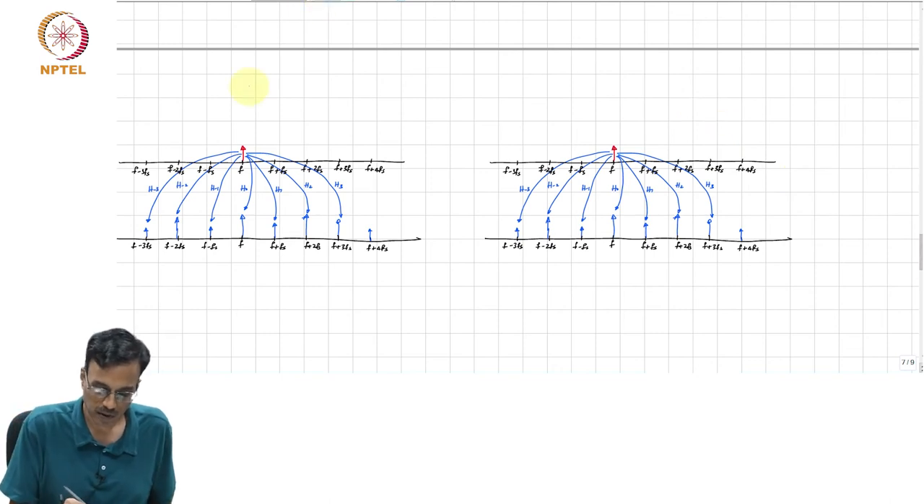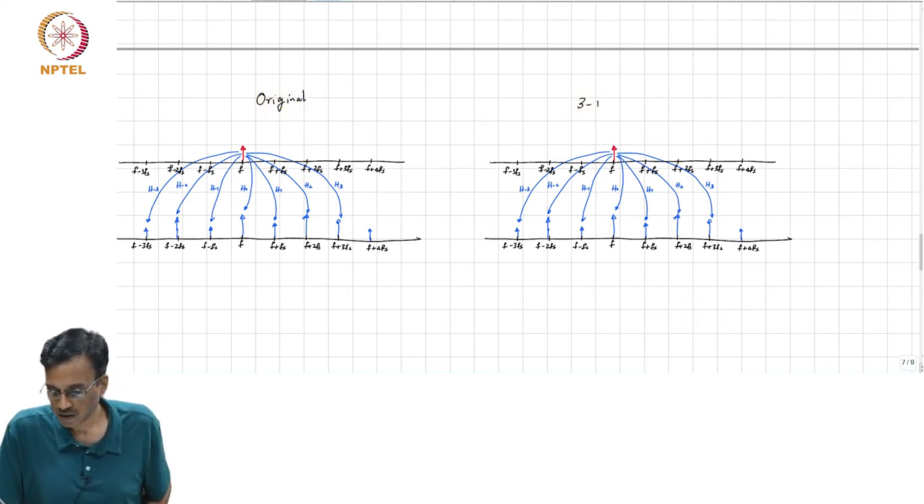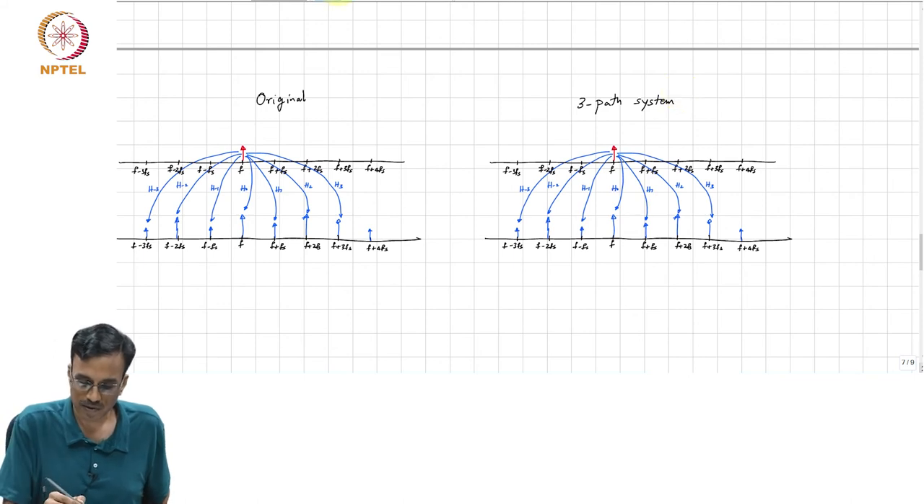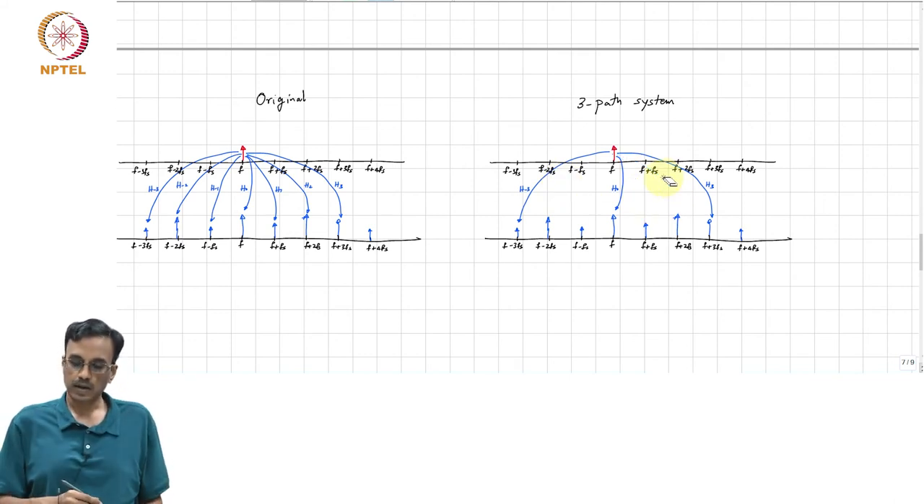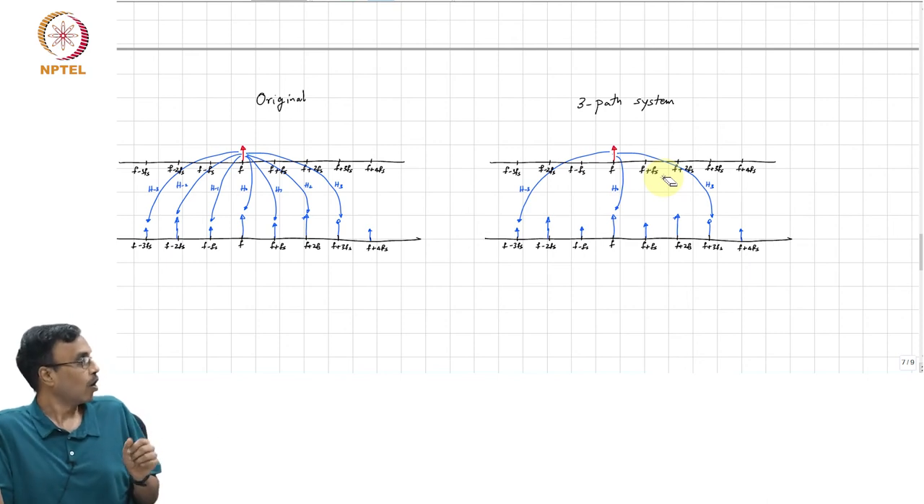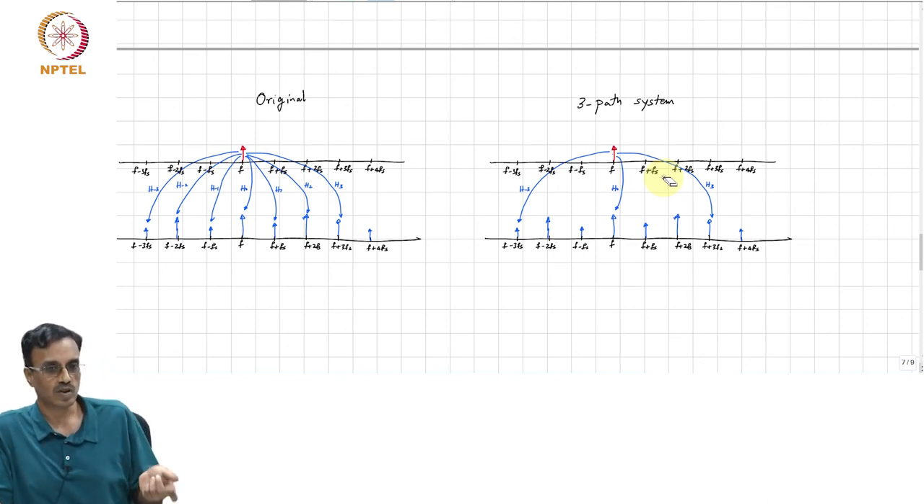So, this was the original system, this is the 3 path system, and in the 3 path system we have eliminated h minus 1, h minus 2, h 1, h 2, and similarly all other paths which are not multiples of 3.